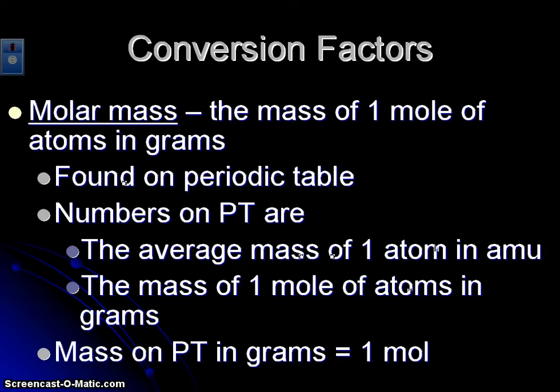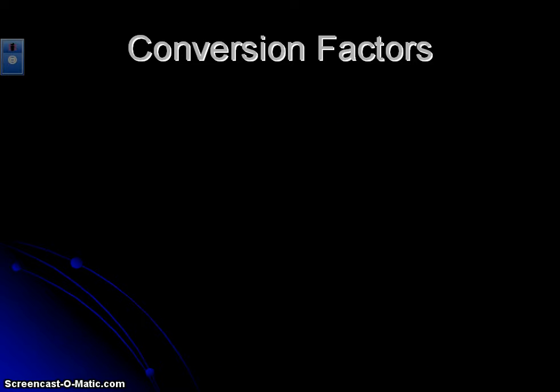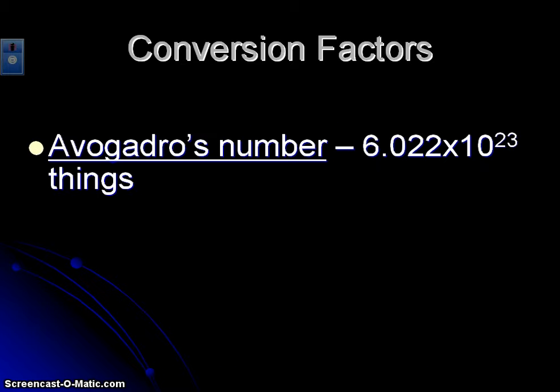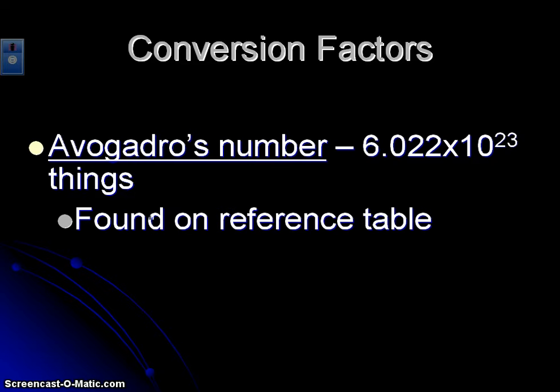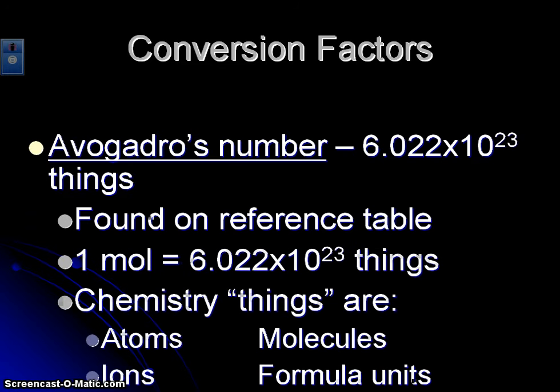The other conversion factor, the one that we calculated from the problem using our Titan activity, is Avogadro's number. This is an Italian scientist, Amedeo Avogadro. He figured out that 1 mole of anything is equal to 6.022 times 10 to the 23rd things. It is on your reference table. Take a minute, pause, and find it right now. It's in a very important location. So 1 mole is equal to 6.022 times 10 to the 23rd things.